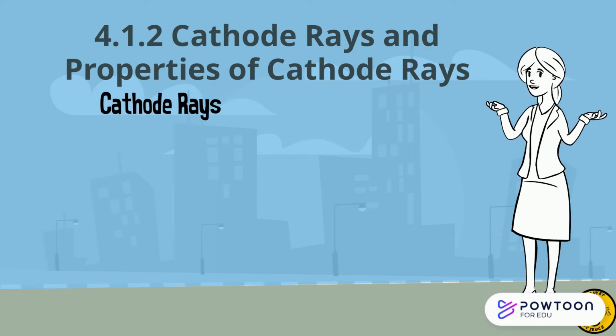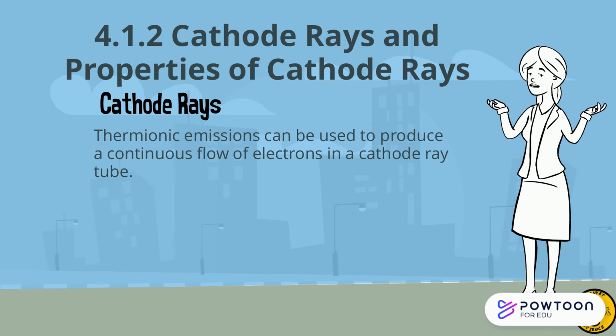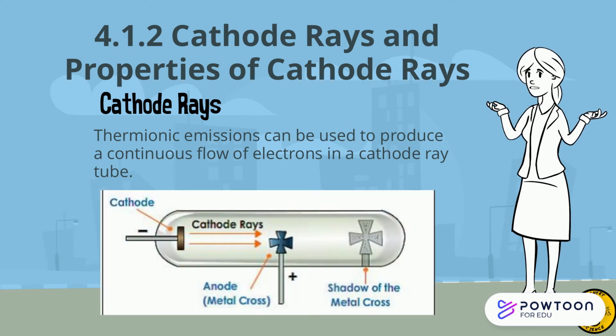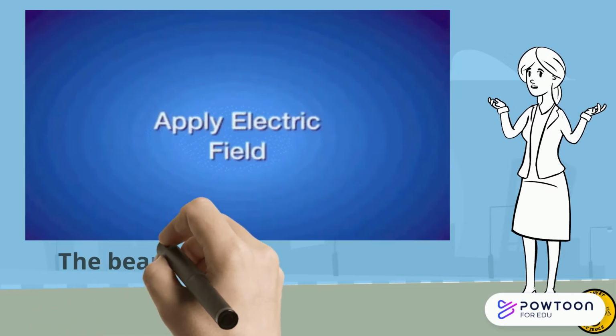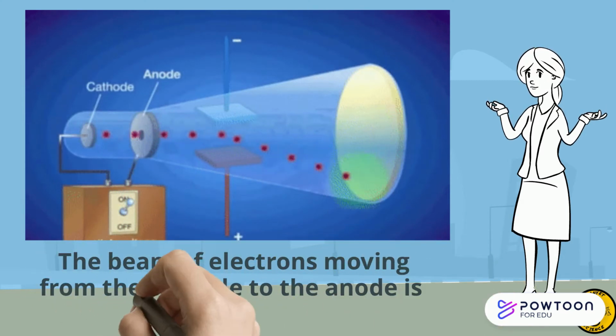Cathode rays. Thermionic emission can be used to produce a continuous flow of electrons in a cathode ray tube. When the cathode is connected to the anode by an extra high tension voltage supply, a narrow beam of fast electrons will move. The beam of electrons moving from the cathode to the anode is called cathode rays.